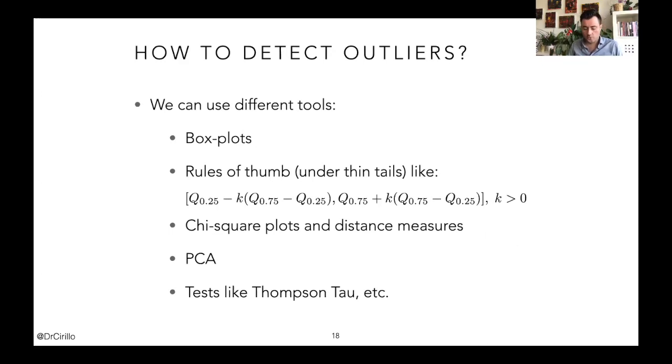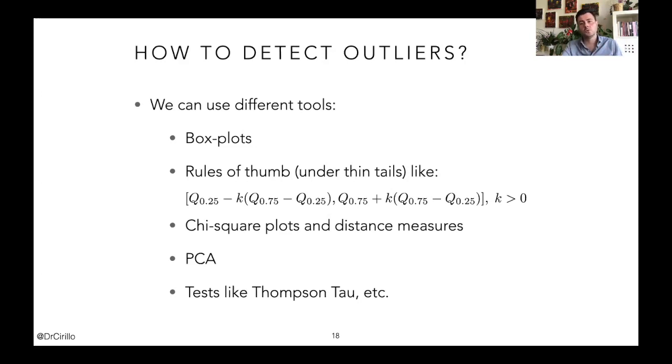First of all, you can try to look for the observations that are far away from the bulk of the distribution, and then you can use box plots, you can use PCA, you can use a lot of tests like the chi-square plots, Bayes test, and so on. You can use rules of thumb that usually work with respect to ranges and interranges.